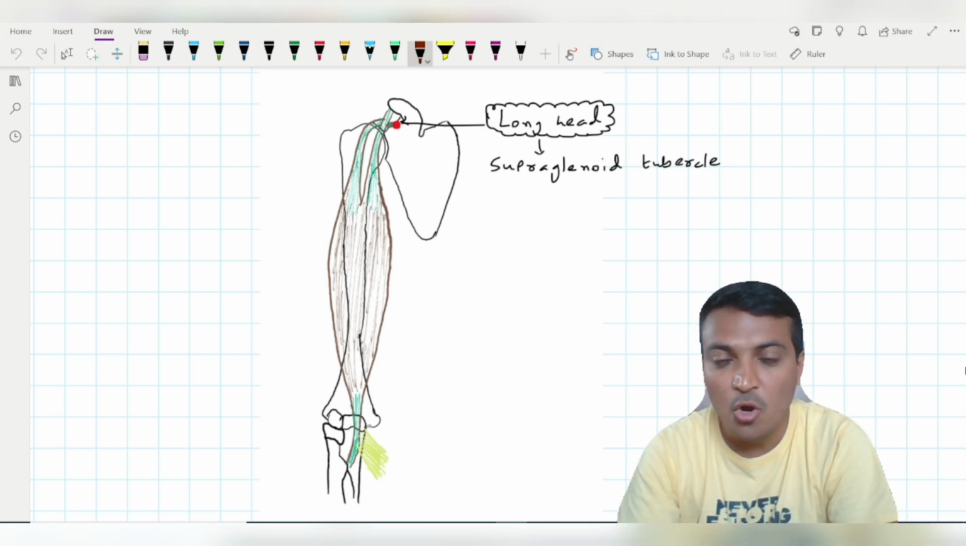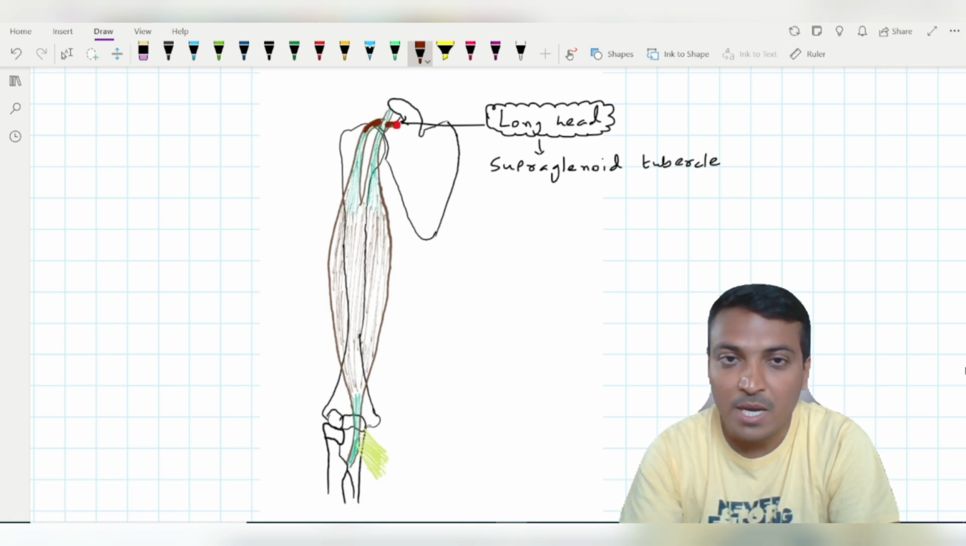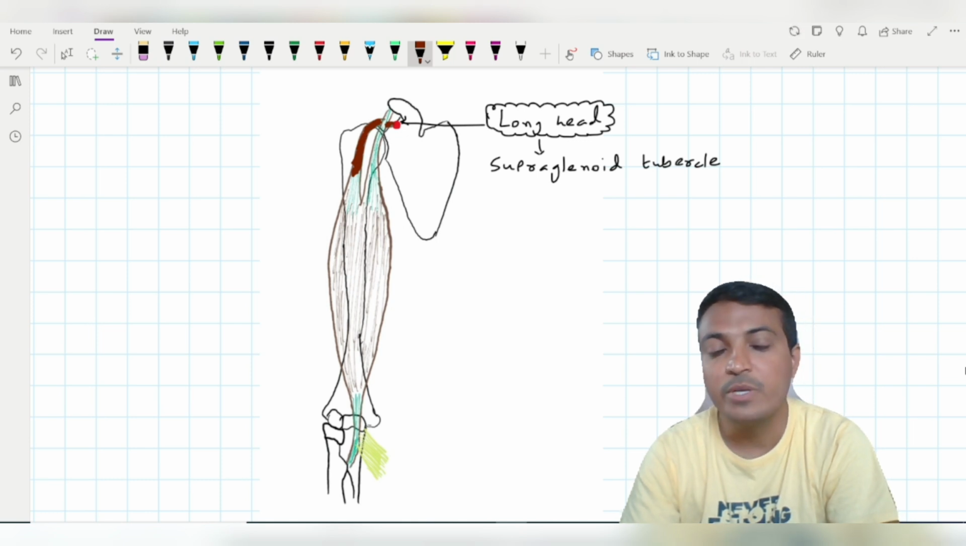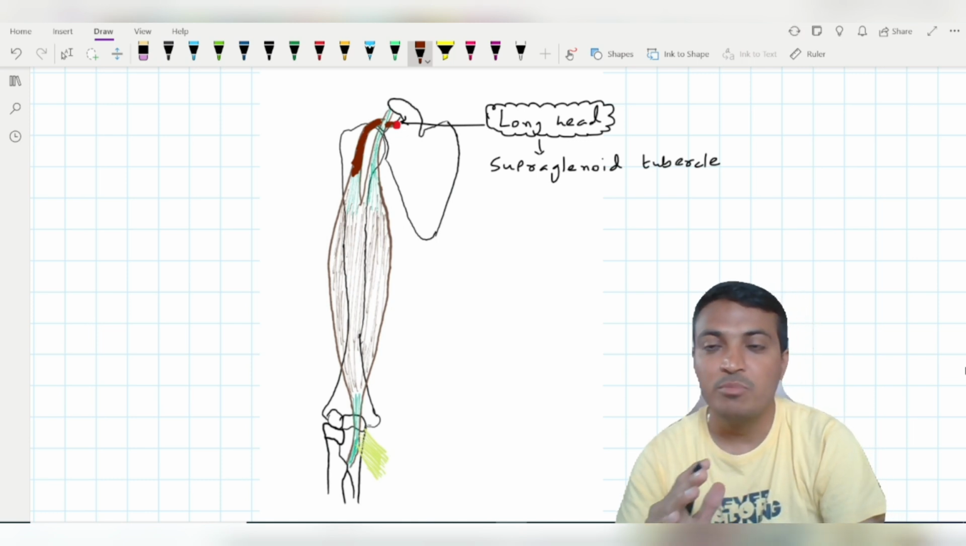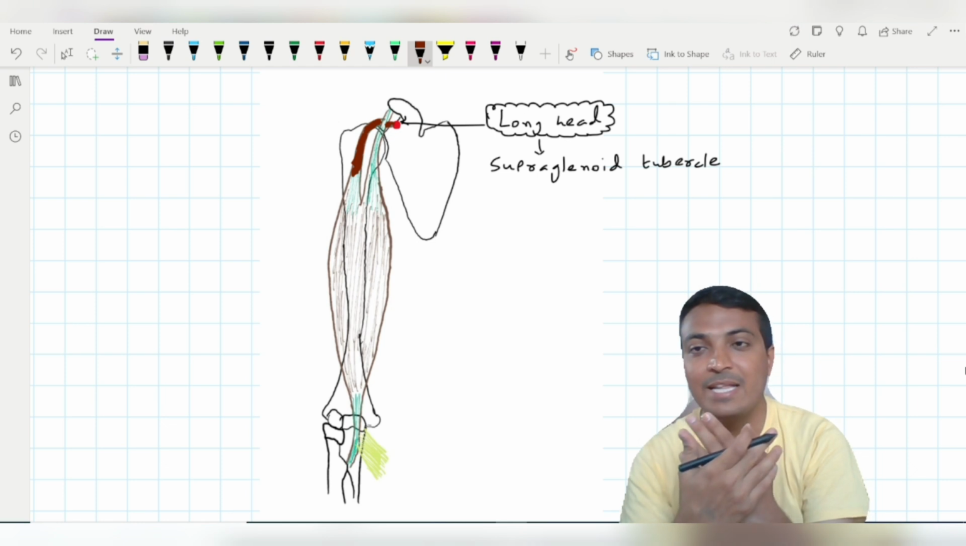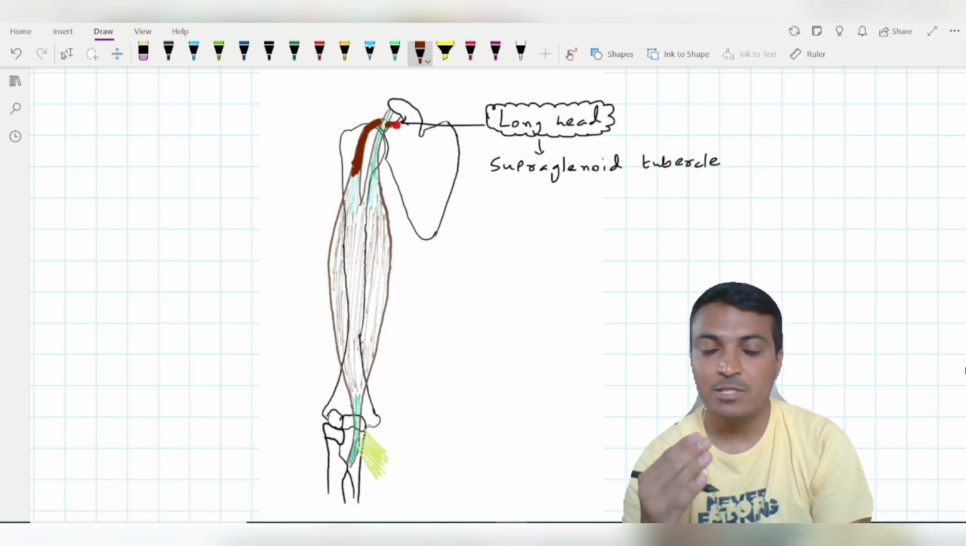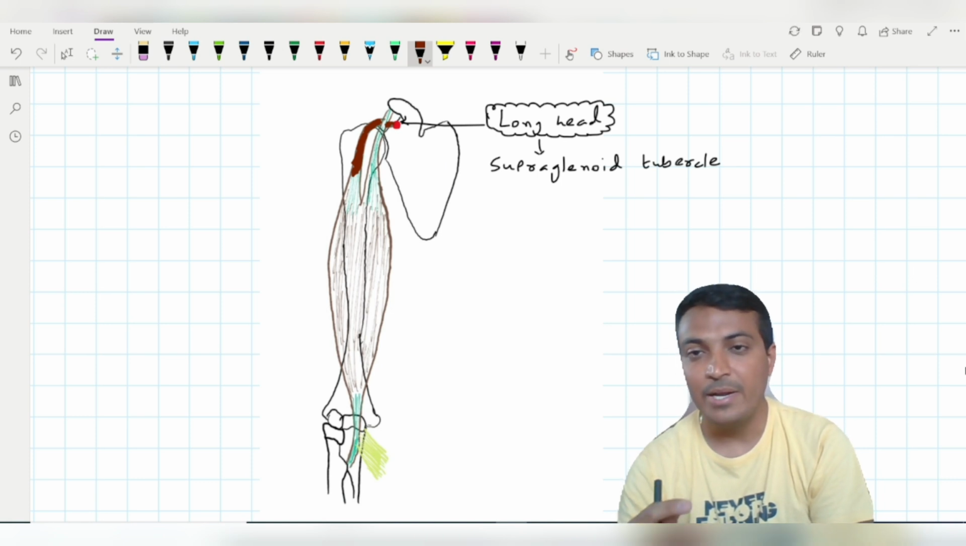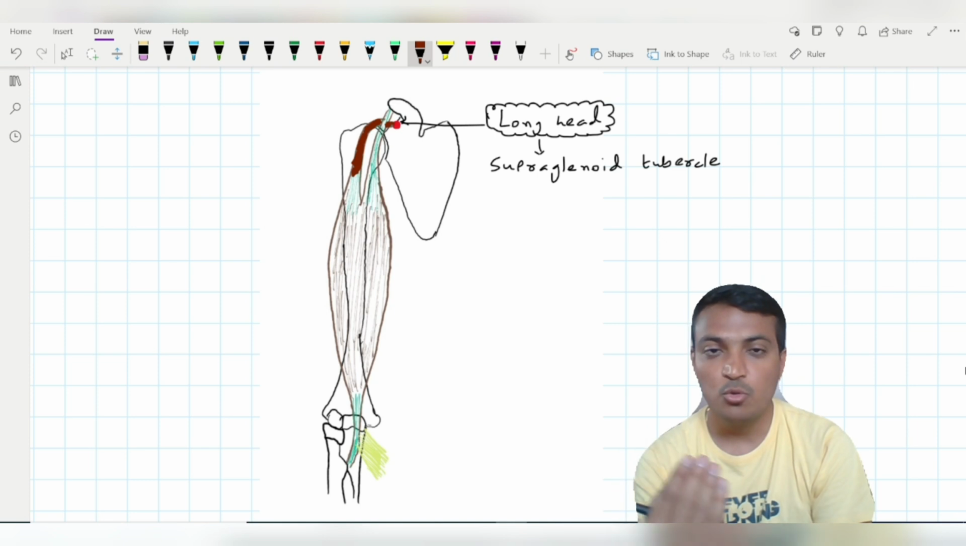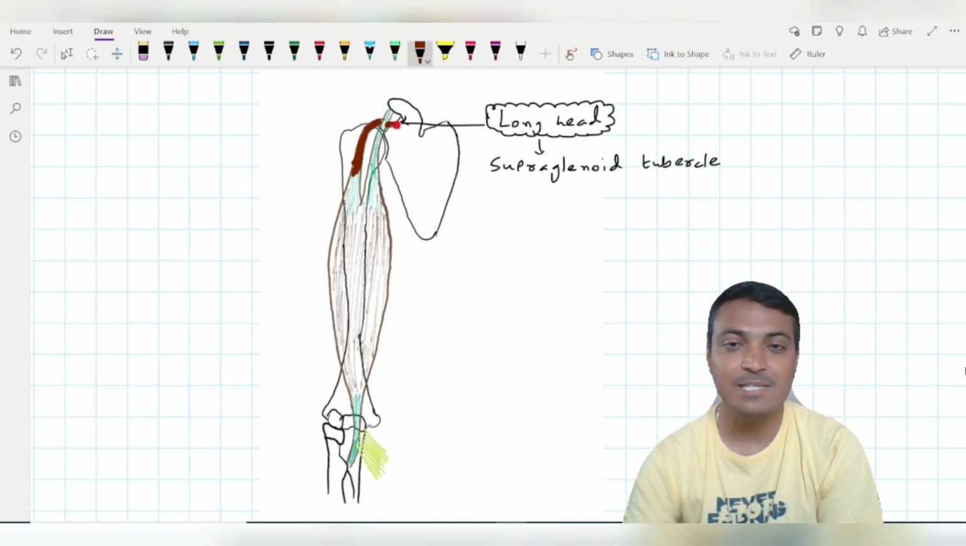When we see this long head of the biceps brachii, it arises as a tendon from the supraglenoid tubercle and it passes above the humerus bone and runs within the bicipital groove of the humerus, and this bicipital groove is bridged by one ligament, called the transverse humeral ligament. So this long head runs deep to the transverse humeral ligament, which bridges the bicipital groove.